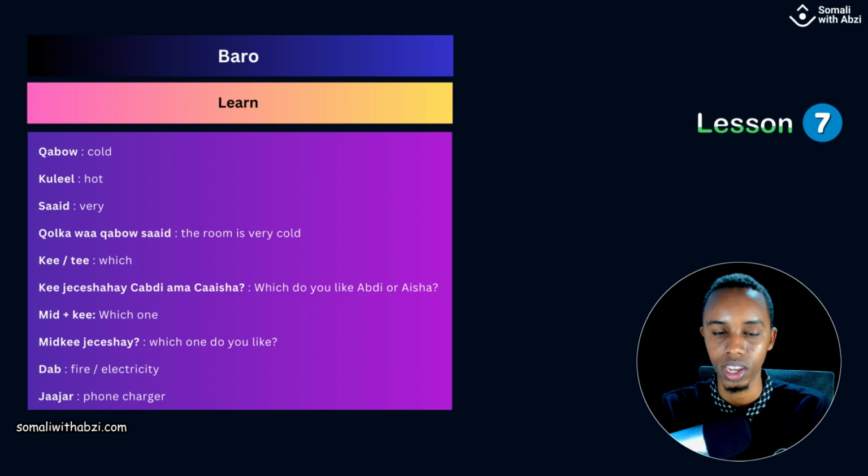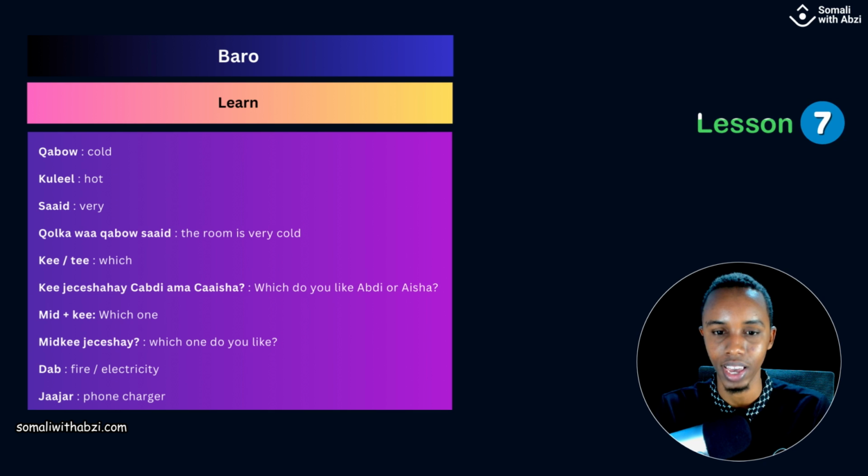The next is kuleel. Kuleel is hot. So if you're going to use it in a sentence, you're going to go with kulul. Like if you're going to say the tea is hot, shaaha wa kulul yahay. Or you can also say shaaha wa kuleel. Okay? If you're going to say the room is hot, you can say qolka wa kuleel. Or you can also say qolka wa kulul yahay. For qabo, you can say maybe the water is cold. Biyaha waa qabow. The room is cold. Qolka waa qabow.